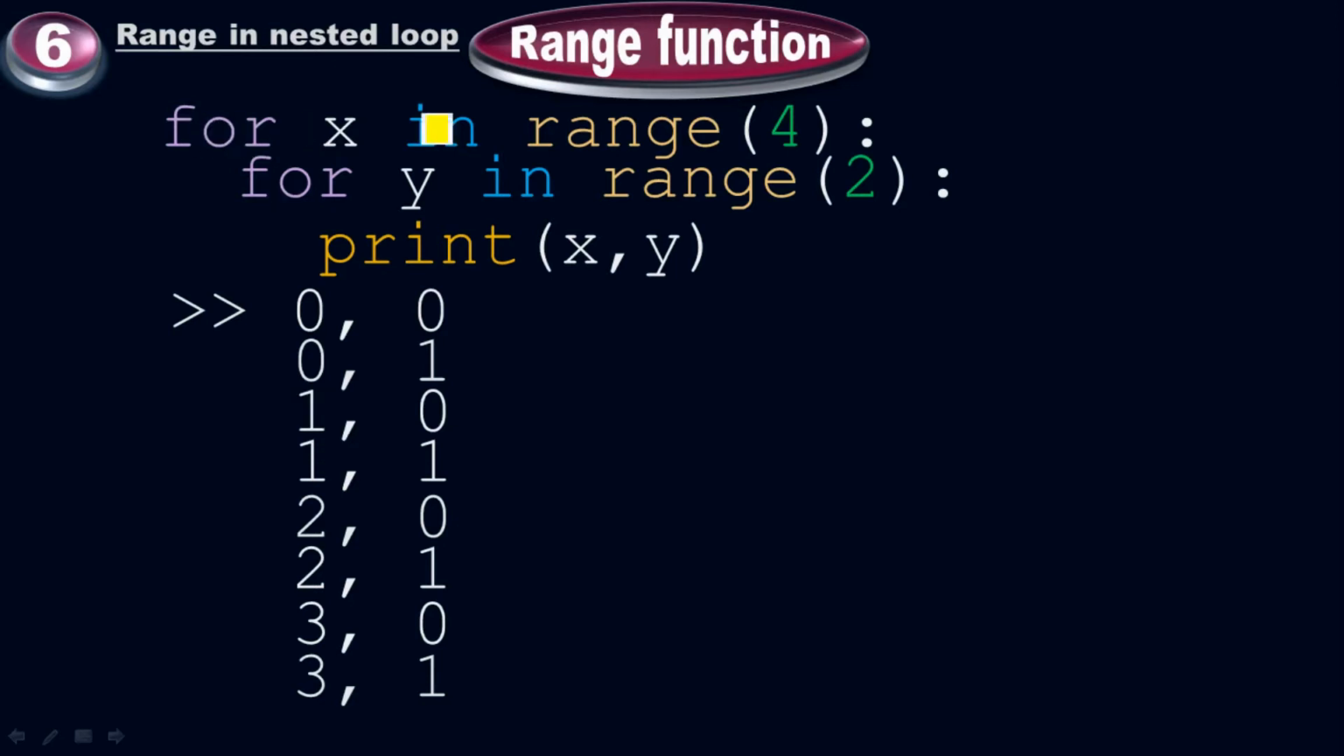Once the outer loop activates, then the inner loop will activate again. So it will iterate first for the first item which is 0, and then it will iterate again for the second time to give the second value which is 1. The outer loop remains as it is.